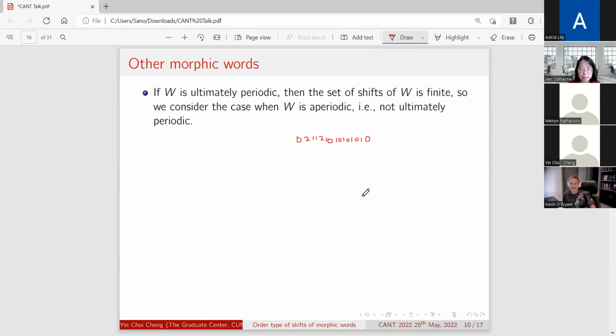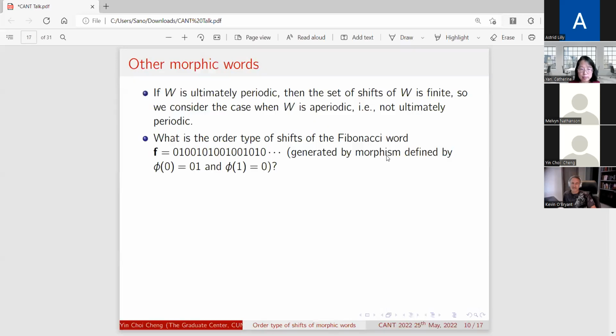is a word over sigma 3, and it's obviously ultimately periodic after the pre-period. So the number of distinct shifts here would be 5 plus 2 of them. The 5th shift is equal to the 7th shift, equal to the 9th shift, and so on. The 6th shift is equal to the 8th shift, equal to the 10th shift, and so on. So the set of shifts of this particular word is simply 7. Therefore, we only consider cases when W is aperiodic, meaning not ultimately periodic.